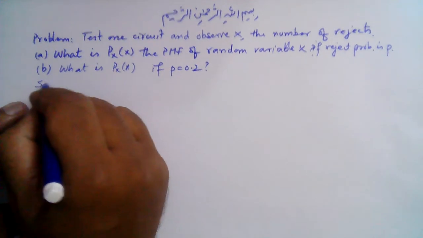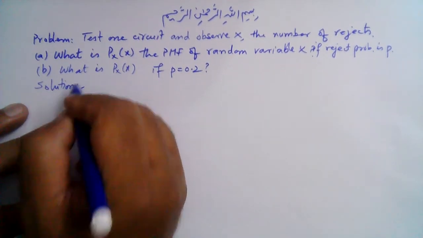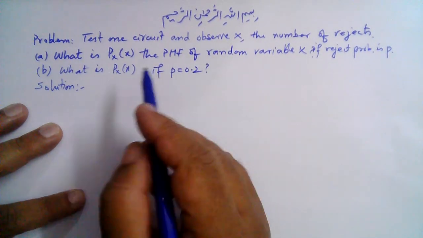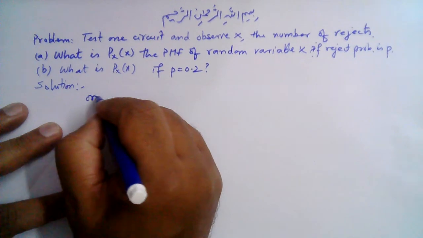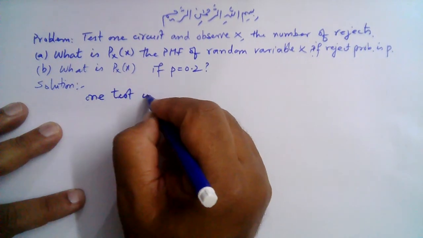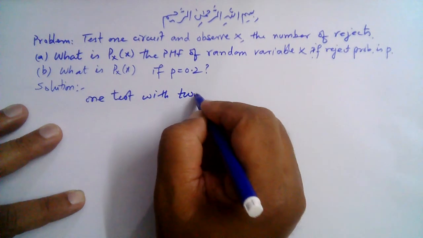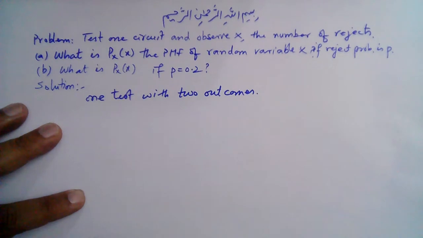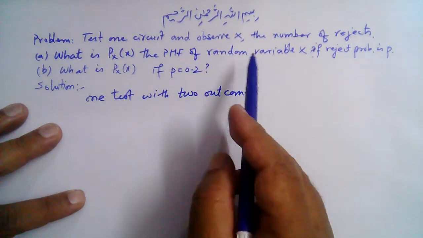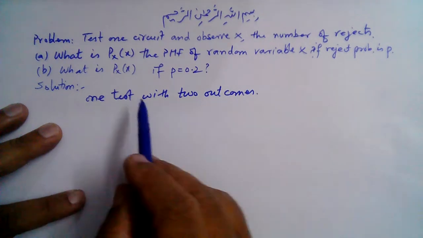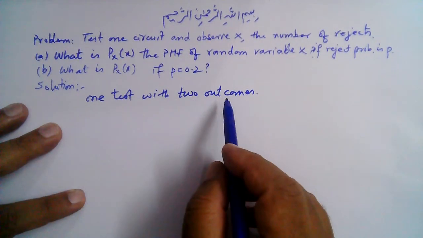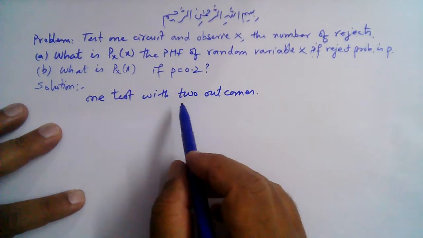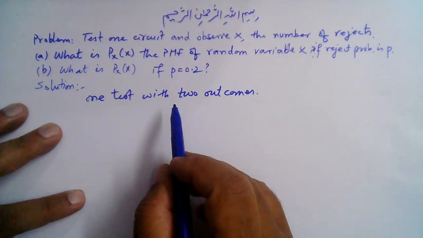So we note that this is a single experiment with two possible outcomes, right? So one test with two outcomes. So X, in this case the random variable, has two possible outcomes, right? So this kind of random variable is treated with Bernoulli distribution, right?